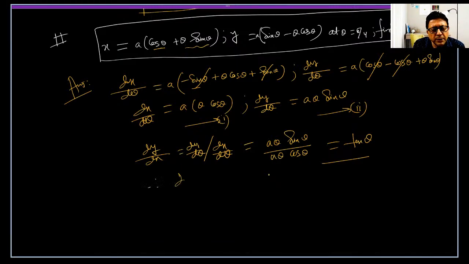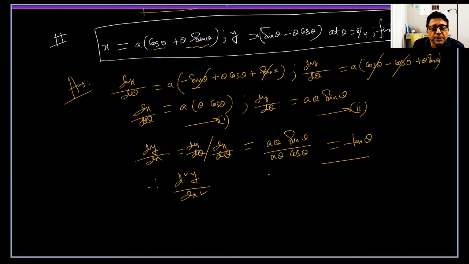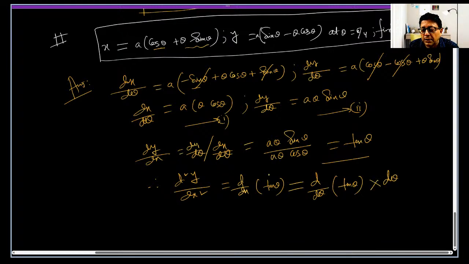Therefore, d square y by dx square. This step you have to be careful. This is d dx of tan theta. Okay? But it is a function of theta and you are differentiating with respect to x. So what you have to do there, you write this as d d theta of tan theta into d theta by dx. Most of the students make a mistake at this step. They forget to write that d theta by dx term. Alright?